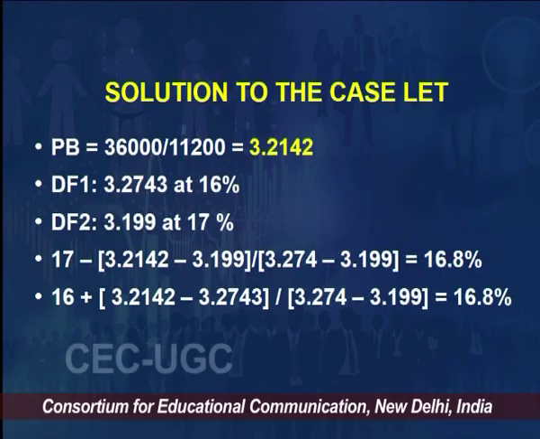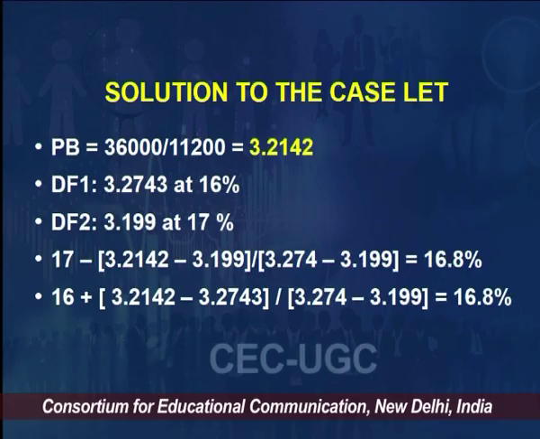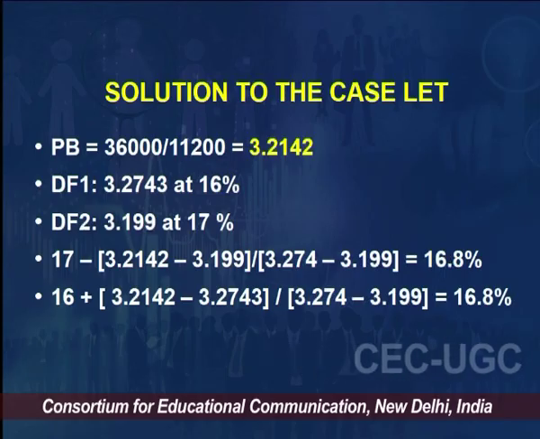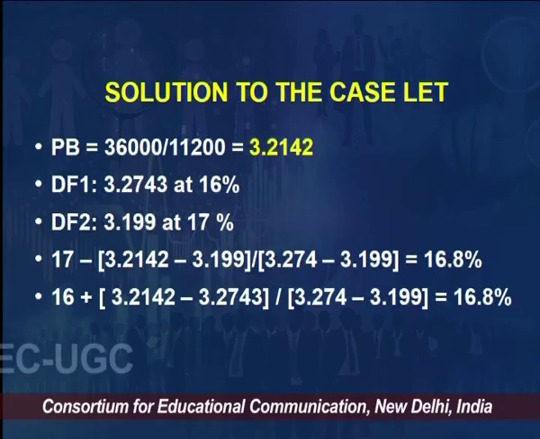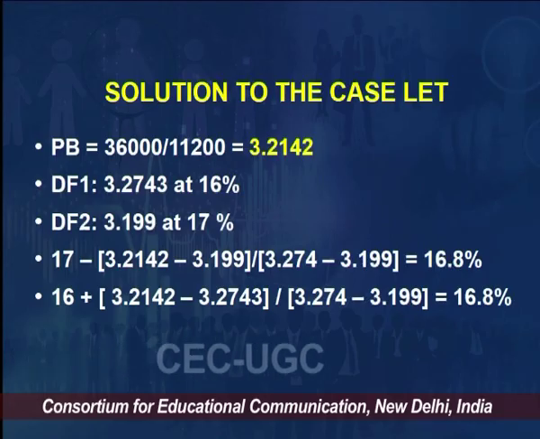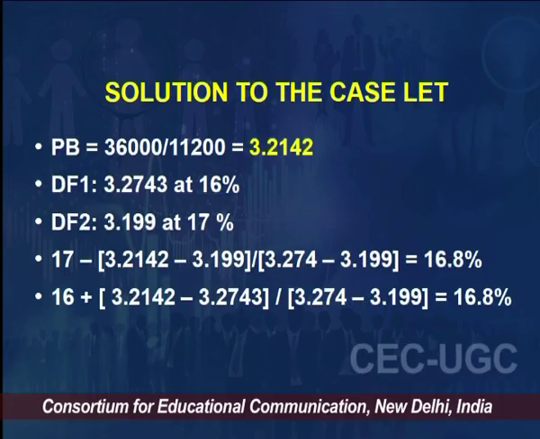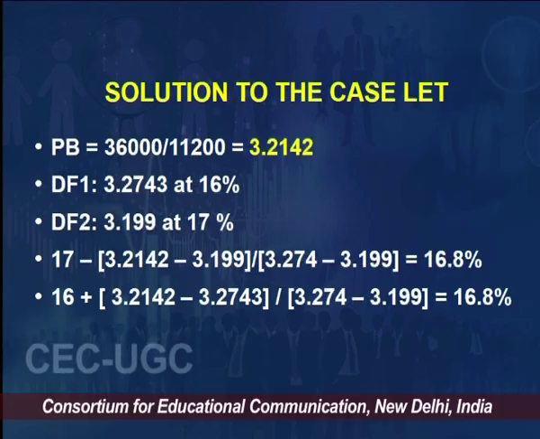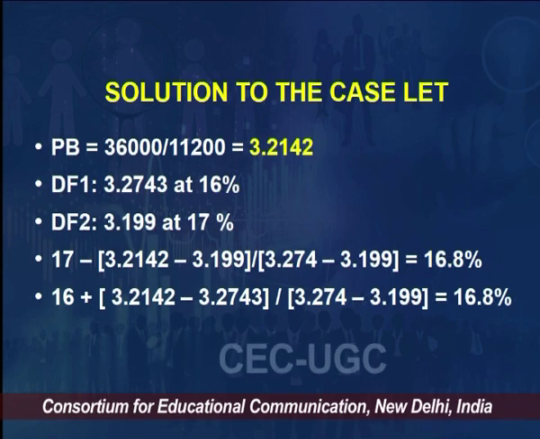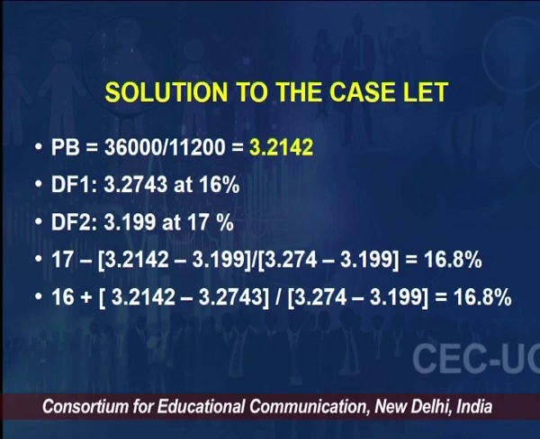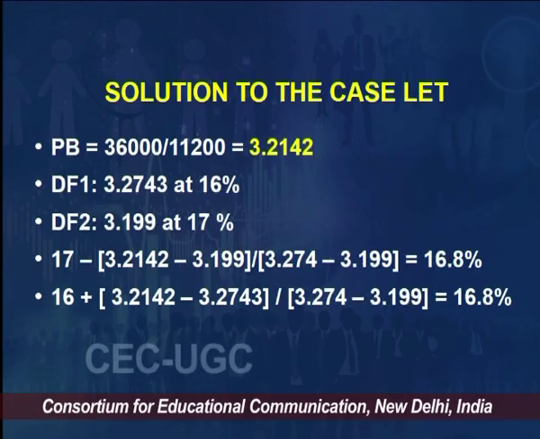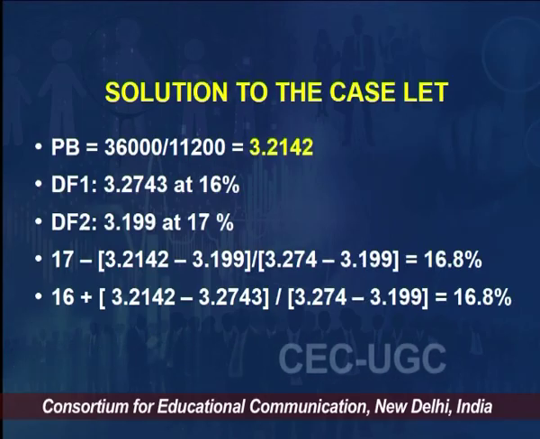So, in step 1 we calculated PB, in step 2 we found two discount factors from the table, and the next step was to note down the R from the table. The corresponding R are 16 and 17%. If you look at the slide carefully, 3.2743 is higher than PB, which is 3.214, and 3.199 is lower than PB. The difference is in decimals, not even one full value, and the corresponding rates are 16 and 17%.